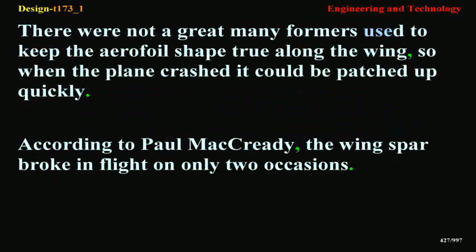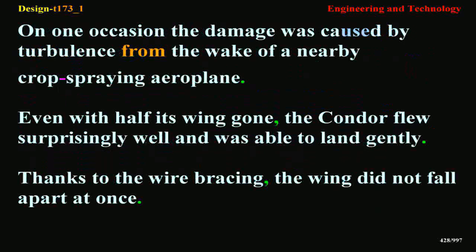There were not a great many formers used to keep the airfoil shape true along the wing, so when the plane crashed it could be patched up quickly. According to Paul MacCready, the wing spar broke in flight on only 2 occasions. On one occasion the damage was caused by turbulence from the wake of a nearby crop-spraying airplane. Even with half its wing gone, the Condor flew surprisingly well and was able to land gently. Thanks to the wire bracing, the wing did not fall apart at once.